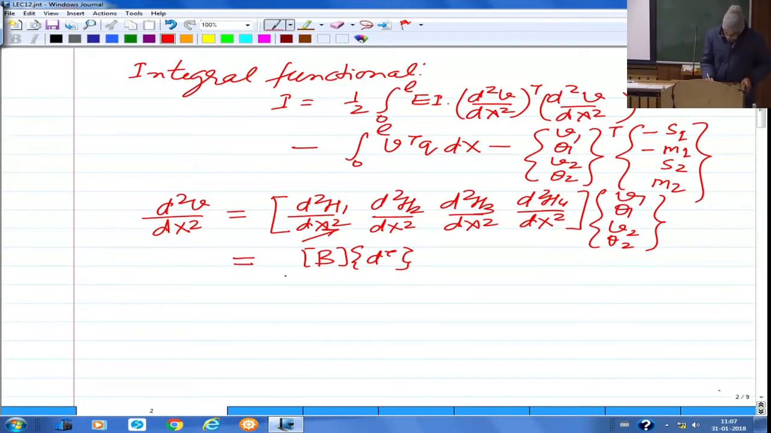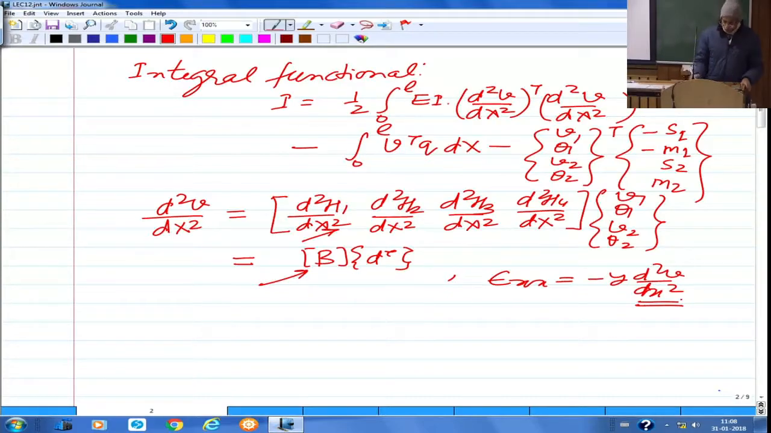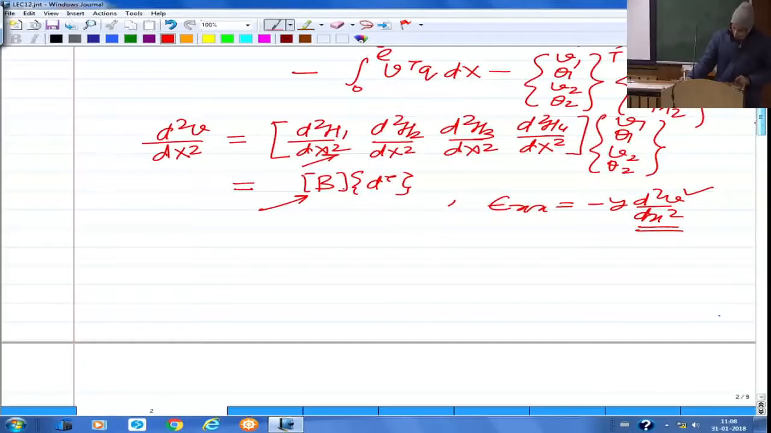I am still calling this b, a kind of strain displacement matrix, because if you remember, as far as the strain is concerned, we had written epsilon xx as minus y times d2v by dx square. So essentially, in the local coordinate system, epsilon capital xx is minus y d2v by d capital X square. So you would see that the strain is still governed by the second derivative of v. Of course, you will need to multiply it by minus y to get the strain at any y. But the main term here is this, so we still call this matrix of second derivatives of the shape functions the B matrix. And then you substitute this in the integral functional.